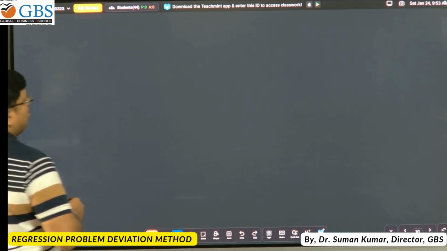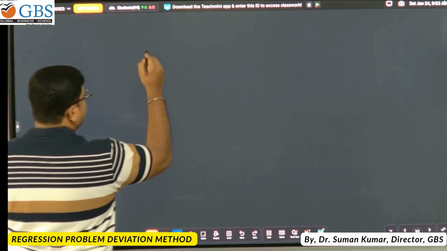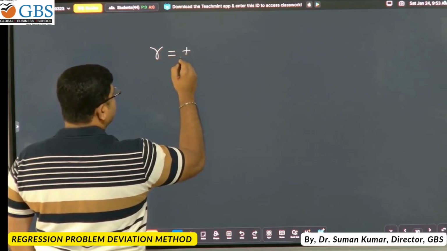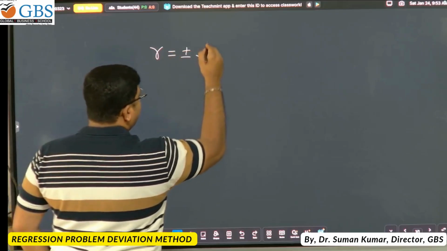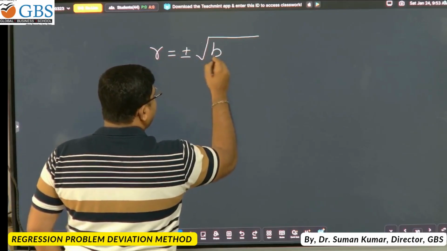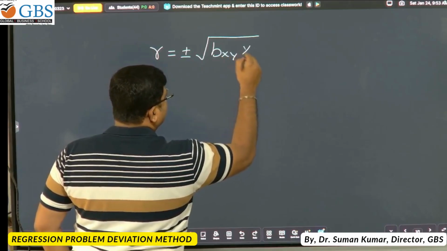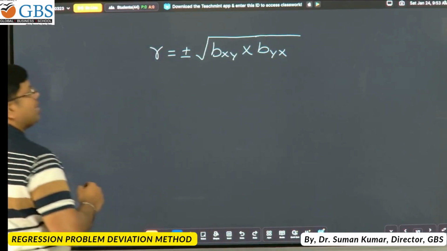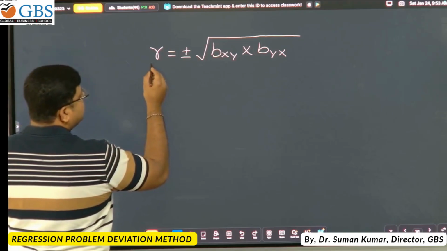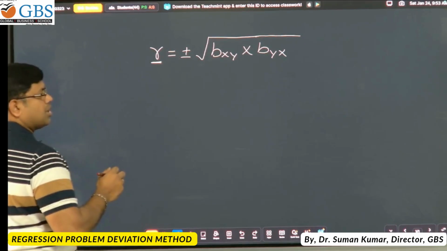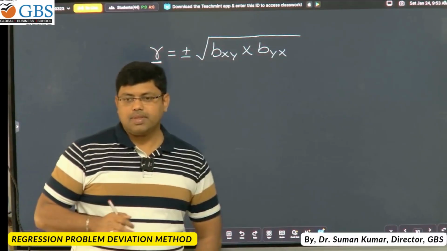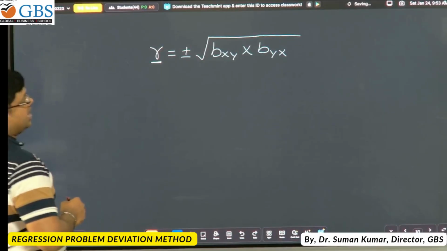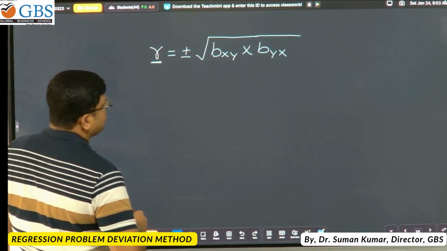So you have to understand, I was talking about this formula. Please write this down, my dear all. R is equal to plus or minus square root of bxy into byx. Please write it down. This is the formula to find out R, the Karl Pearson coefficient of correlation. This is the direct method.